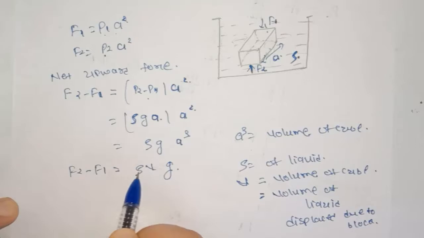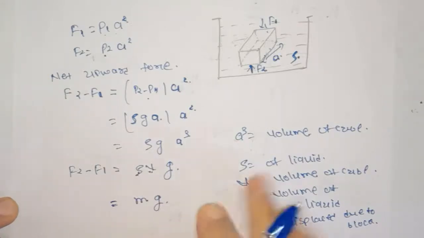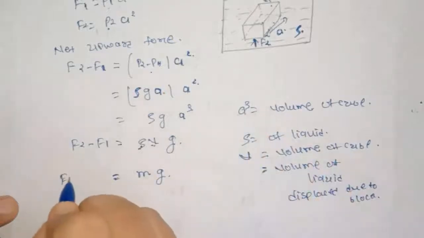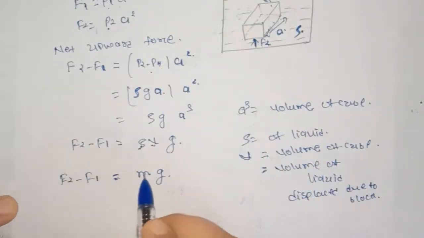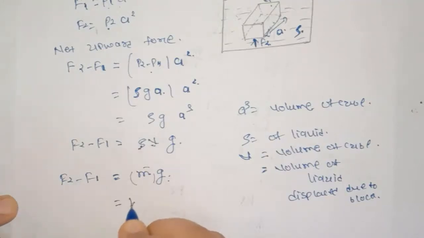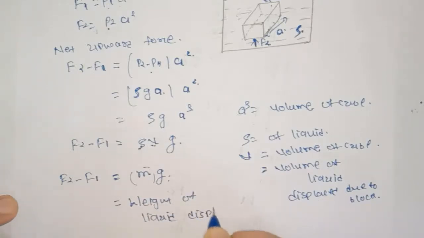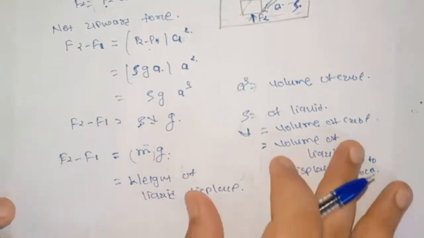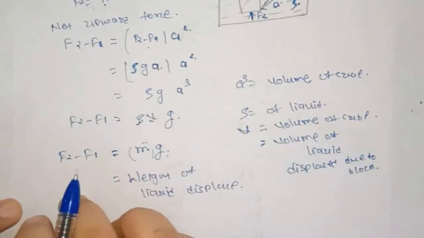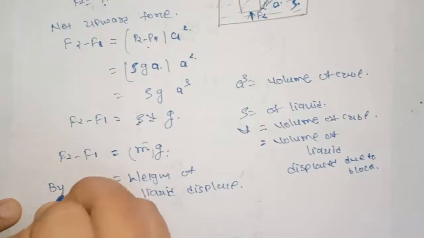So this is the density of liquid and this is the volume of liquid. Density times volume can be written as mass, so times g. So the net upward force is the mass of liquid displaced times g, that is equal to the weight of liquid displaced. This net upward force is called buoyant force.